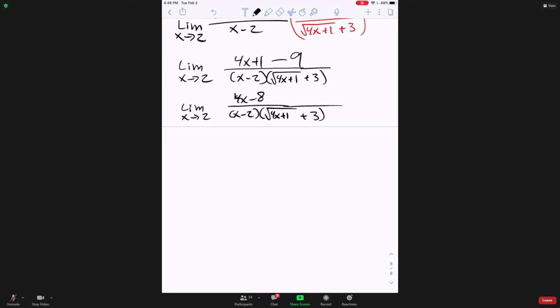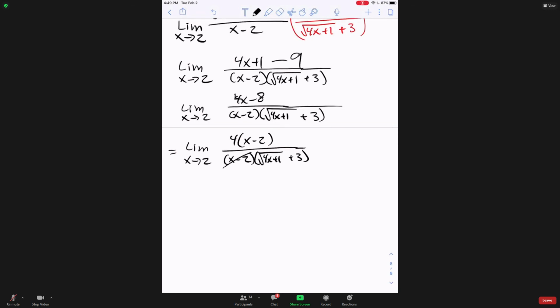Yes, that's what you're supposed to do, Daniel. So factor out the 4. Because you want to get rid of this x minus 2 on the bottom. That's what's bothering us, which is making the denominator 0. So once you can cancel these x minus 2s, then you can go ahead and plug in x equals 2 and you get your answer. Root of 9 is 3, plus 3 is 6. So 4 over 6, which is 2/3.